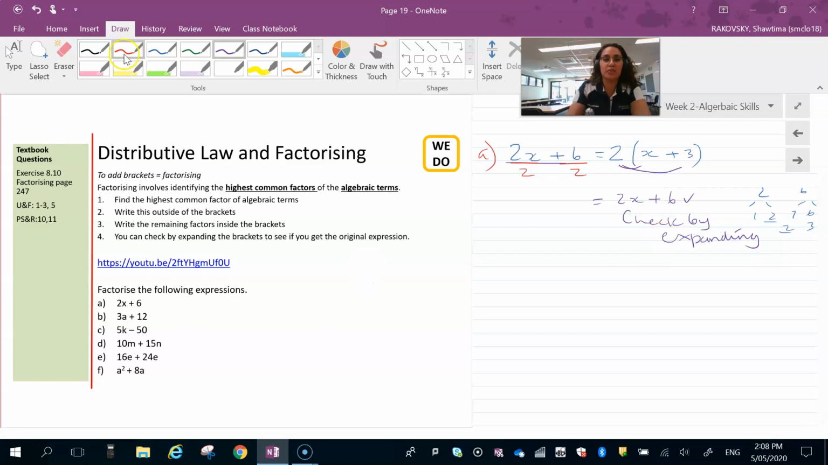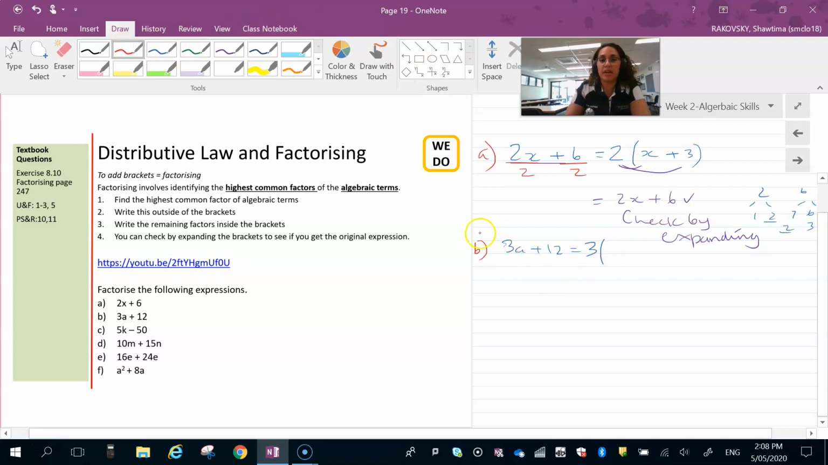Okay, so with B, let's do that one. And what we have is 3a plus 12. So looking for a common factor, or highest common factor, is 3. And this one can be divided by 3, so you put that factor out the front. There is no common variable, so we start with our bracket.